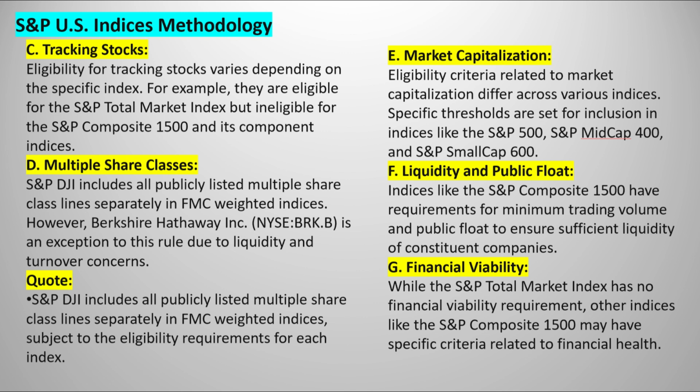The top 10 index just takes the 10 largest companies in the S&P 500 by FMC. The top 20 takes the 20 largest, and so on. So there's really an index for every type of investor and every approach, huh? If you want a broad view, you go for the total market index.